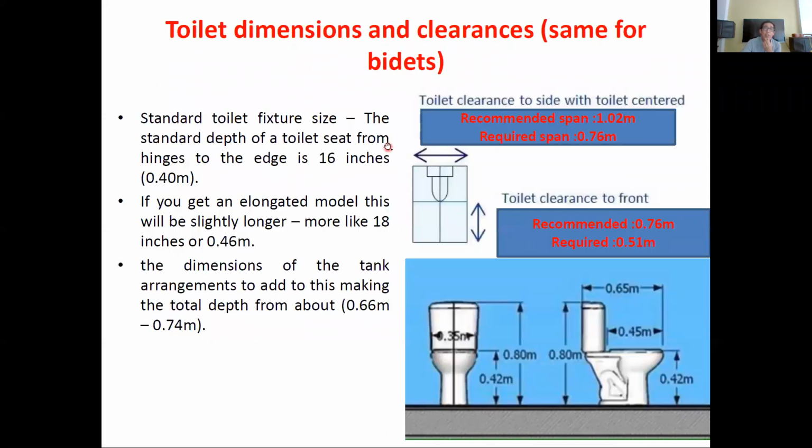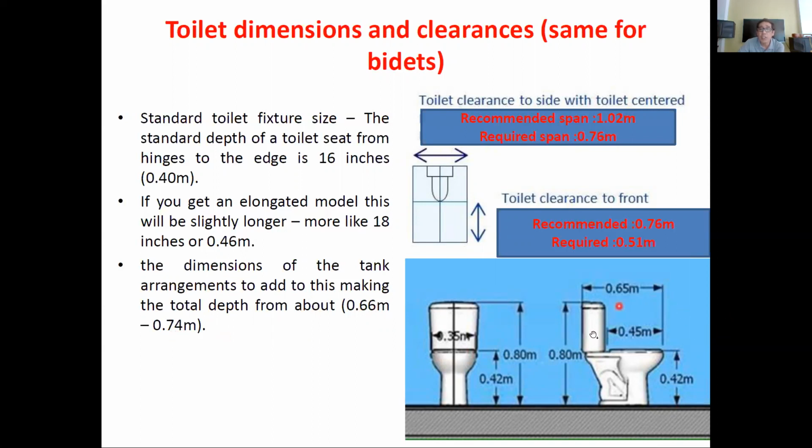So toilet dimensions and clearances, standard toilet fixtures. The standard depth of a toilet from the hinge to the edge is 16 inches, or 40 centimeters. If you get an elongated model, it is more likely 18 inches. So if the dimension or the arrangement of the tank makes the total depth about 66 centimeters or 74 centimeters.